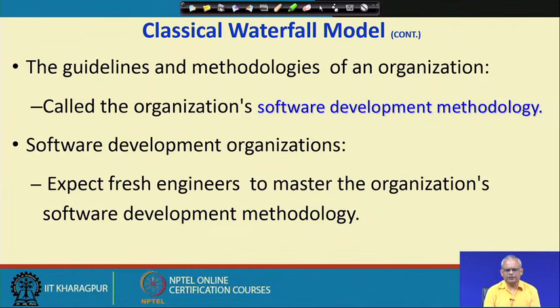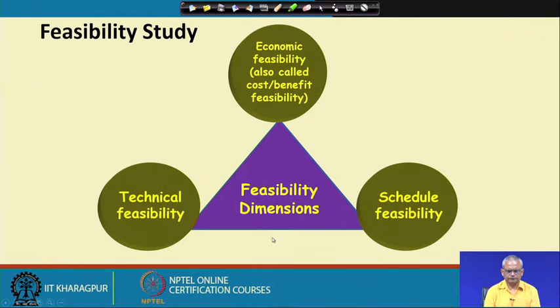And the process model, as we said, every good organization documents its process model and gives it to all the developers, and the new developers need to master the development process before they can start developing software. Let us look at the different stages very briefly, what sort of activities take place, just to understand the activities.